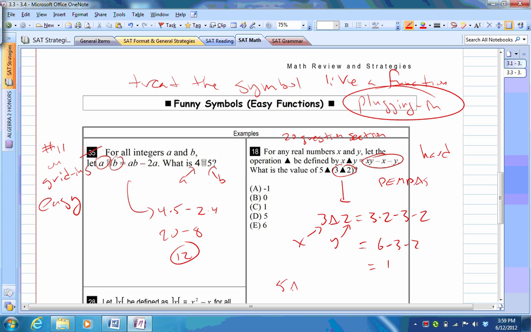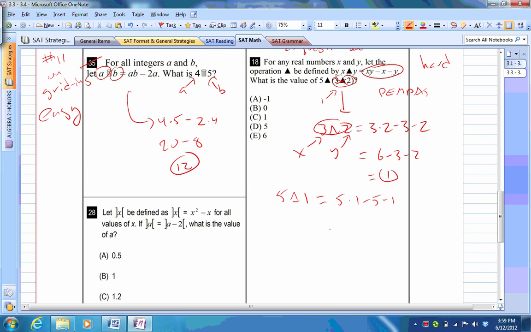Because now you got to do 5 triangle 1. Since 3 triangle 2 equaled 1, now you replace this with 1. So now we want 5 triangle 1. 5 times 1 minus 5 minus 1. That'll be 5 minus 5 minus 1. That gets us negative 1. So the answer is A.